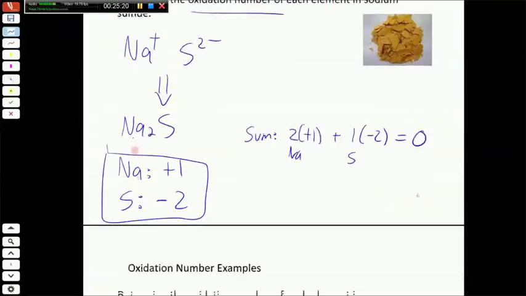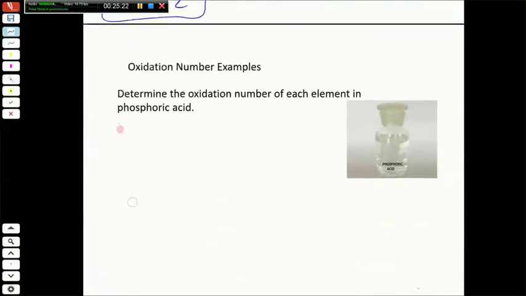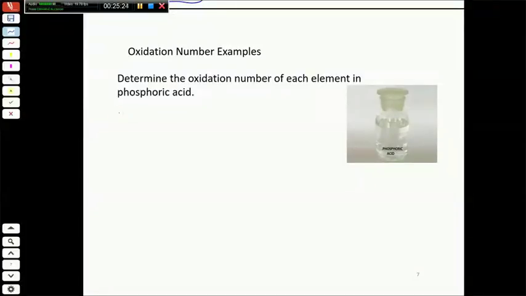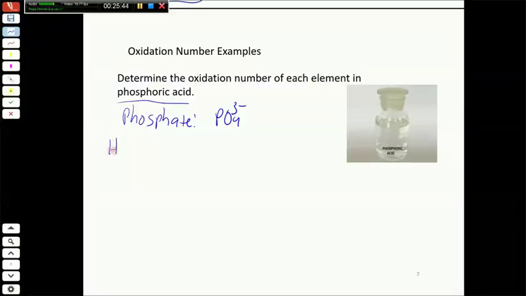So let's do this one, phosphoric acid. We saw a reaction with phosphoric acid earlier. So we need to be able to turn, again, the name into the formula. Phosphoric acid comes from the polyatomic ion phosphate, which is PO4 3-. And so the acid with phosphate, as we saw earlier, is going to have 3 acidic hydrogens. So it's going to be H3PO4.